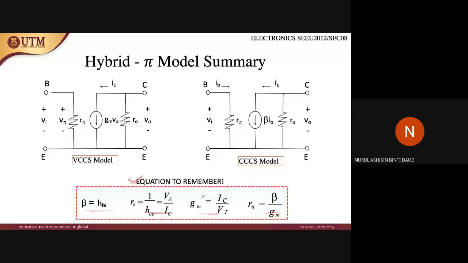So GM is included in your equation list. The ones that you need to remember are R pi, RO, and beta equals HFE. All right. So later on, I will give an example of the question just now, together with the solution for you to try to solve the questions.